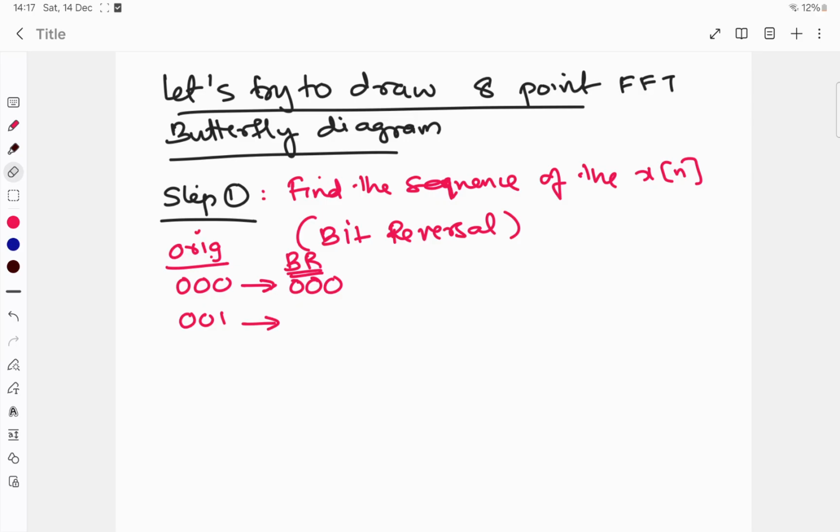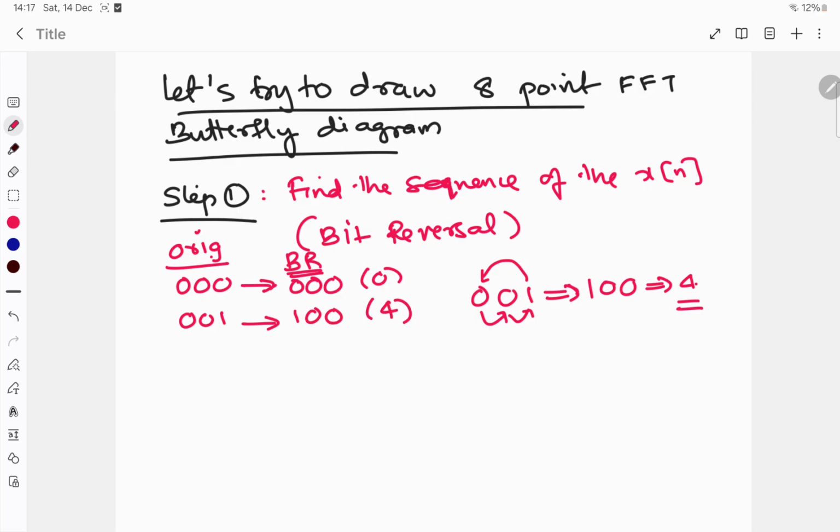So 0 0 0 doesn't make any difference. It's going to be 0 0 0. If it is 0 0 1, then this 1 will take the place of 0, and this 0 and this 0 will be displaced. Accordingly, you will get the answer 1 0 0. So 1 0 0 is nothing but 4. So this is 0, and here we will get 1 0 0, that is equal to 4.